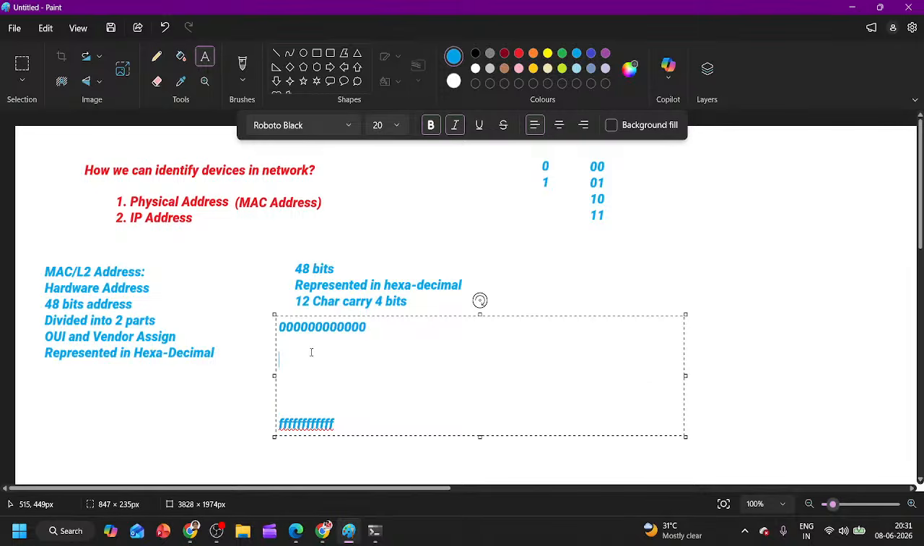Now, some vendors can represent the same MAC address in a different way as well. For example, there is a MAC address 0A, then BC, then 1A, and then we can say 2, 4, 6, and let me repeat it.